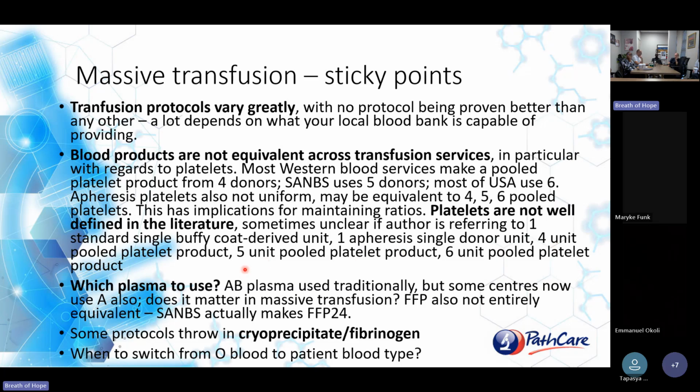Then the other sticky point is what plasma to use. So traditionally, we give AB plasma. Some centers are now using A plasma as well in massive transfusion on the basis that the anti-B antibodies present in A plasma are generally very weak, and in a massive transfusion setting are clinically not relevant. That's more expert opinion rather than science. And it perhaps doesn't matter in massive transfusion because you're washing so much of the patient's blood out with the transfused blood.